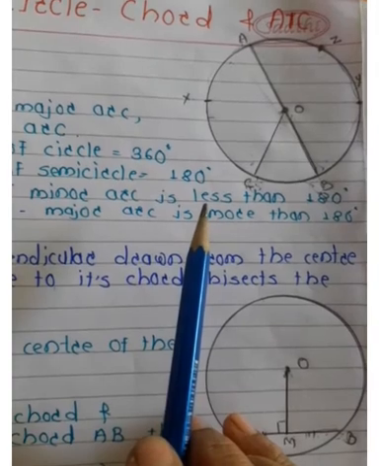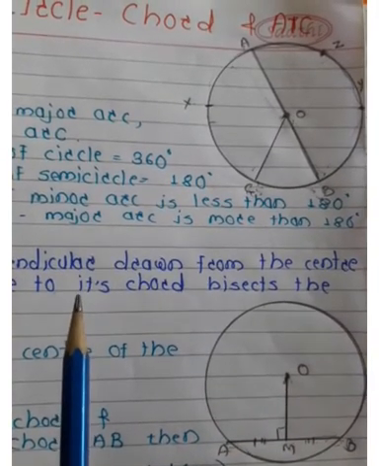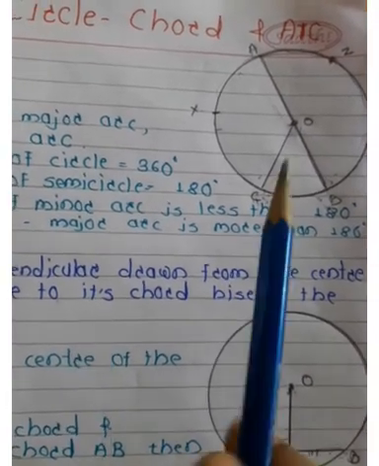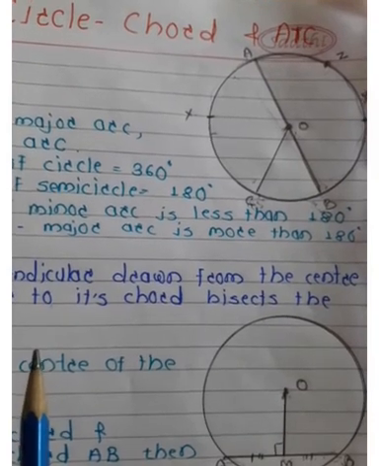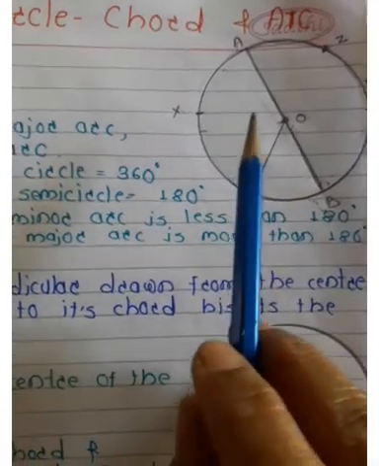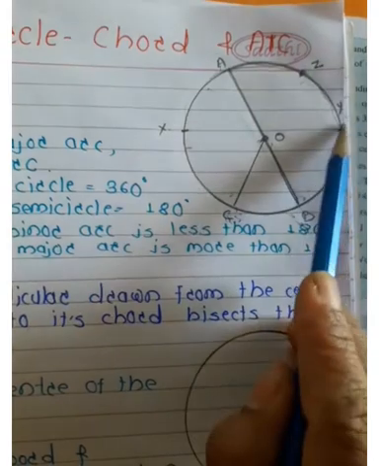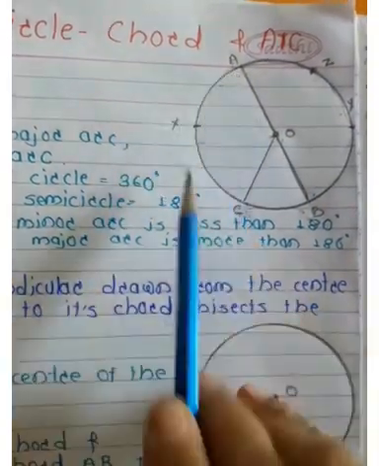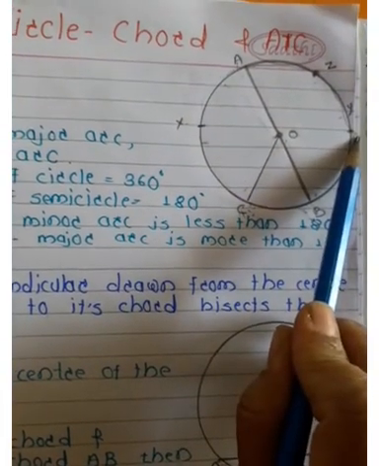Then what is meant by arc? An arc is a part of a circle. The measure of an arc is equal to the measure of its corresponding central angle. There are 3 types of arc: minor arc, major arc and semicircular arc. In this figure, when we observe, arc AZY is the minor arc and arc ACY is the major arc.